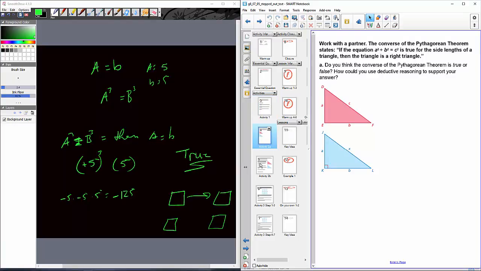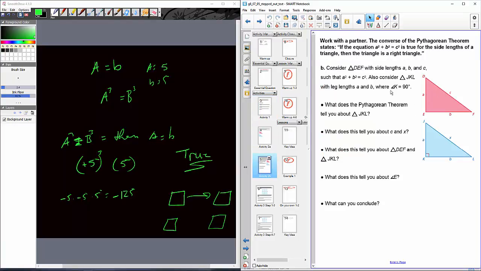The next one here, we're going to take a look, and it says consider DEF, whose side lengths are a, b, c, such that a squared plus b squared equals c squared. Also consider this one, where this is an angle measurement of 90 degrees. What does the Pythagorean theorem tell you about JKL? So if I look at JKL, it's telling me that the area of this leg plus the area of this leg will equal the area of this hypotenuse, right? That's what it's telling me.